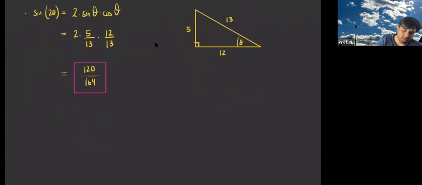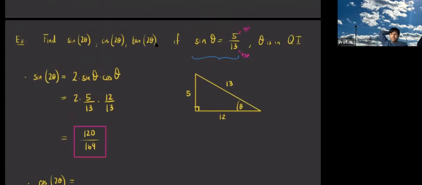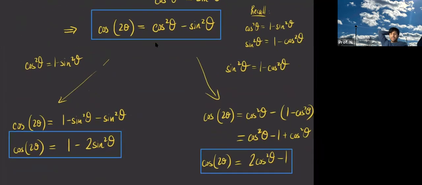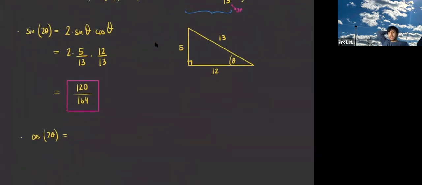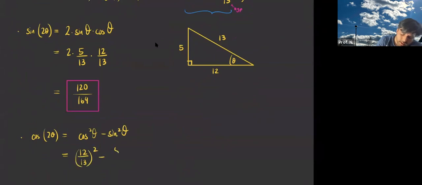Good. Next, what's cosine of twice the angle? Now you can choose yourself. I have 3 different ways to get it. It doesn't matter which way you choose, you get the same answer. So I can do sine and cosine together. This becomes cosine squared theta minus sine squared theta. Cosine is 12/13 squared, and sine is 5/13 squared.